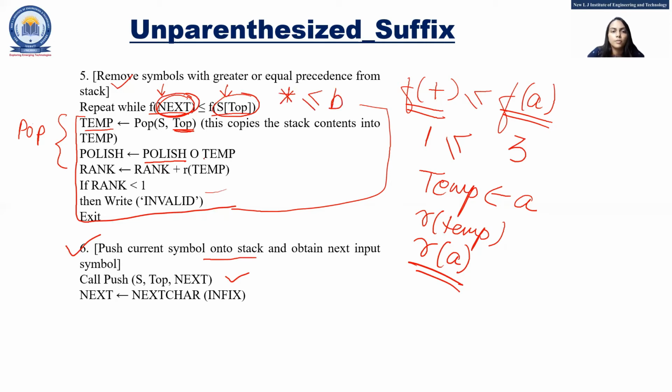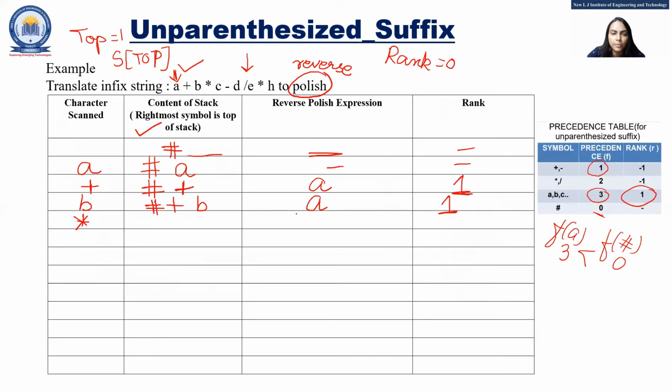So we will pop. What will we pop? We will pop B here. So B will be over here. Rank of B is 1, so now rank will be 2. And after this, we will push this star over here.